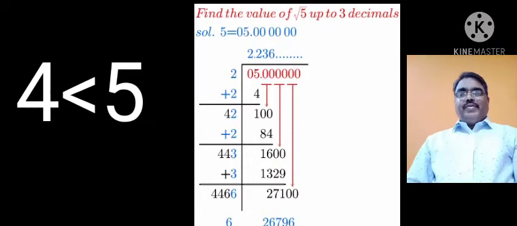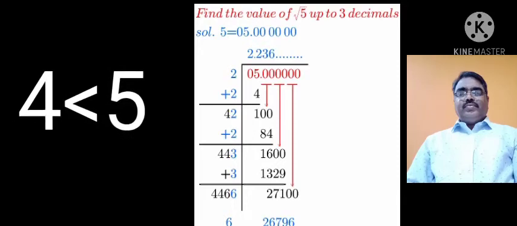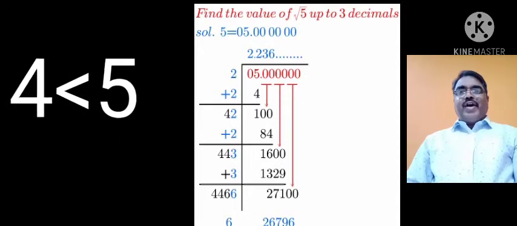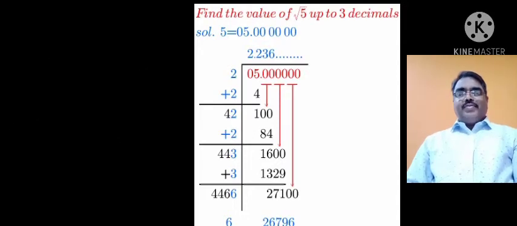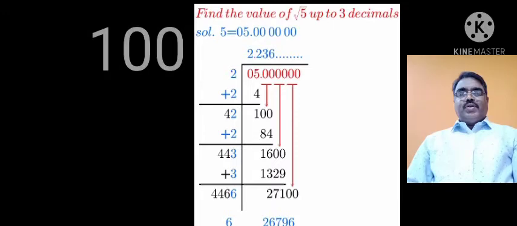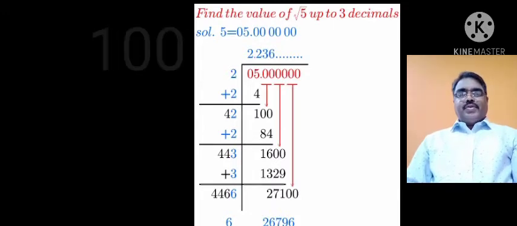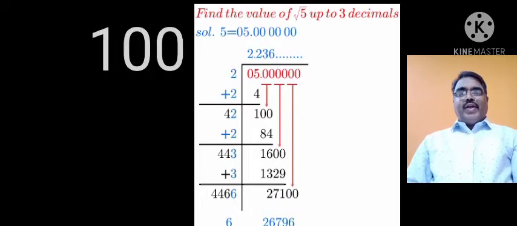Write it right below 5 and subtract 4 from 5, we get 1 remainder, and bring down a pair of zeros. You get here 100. 100 is the new dividend here.